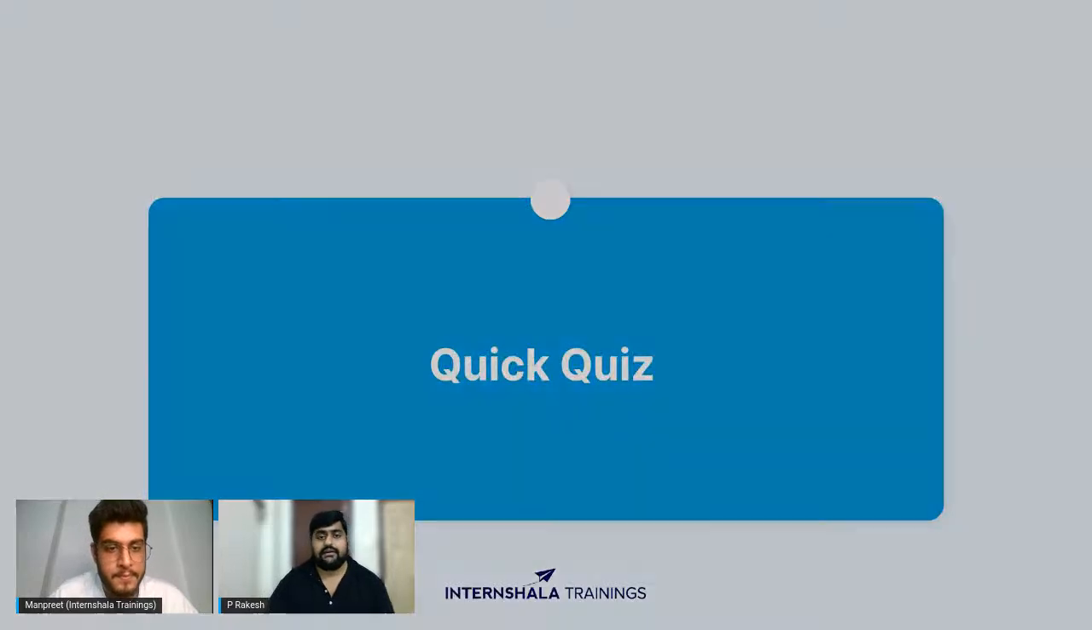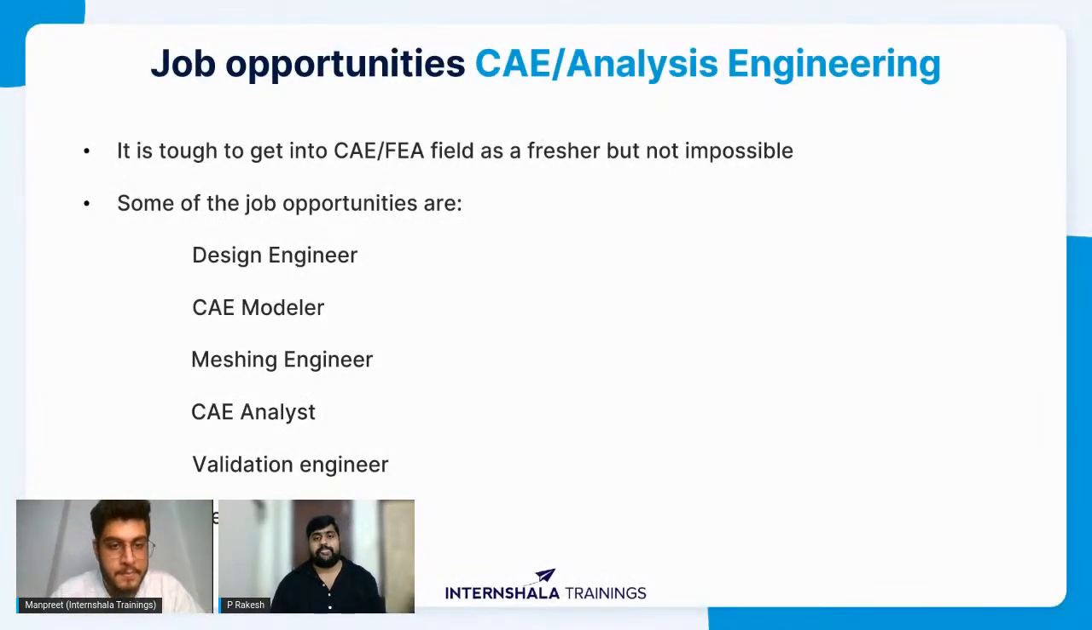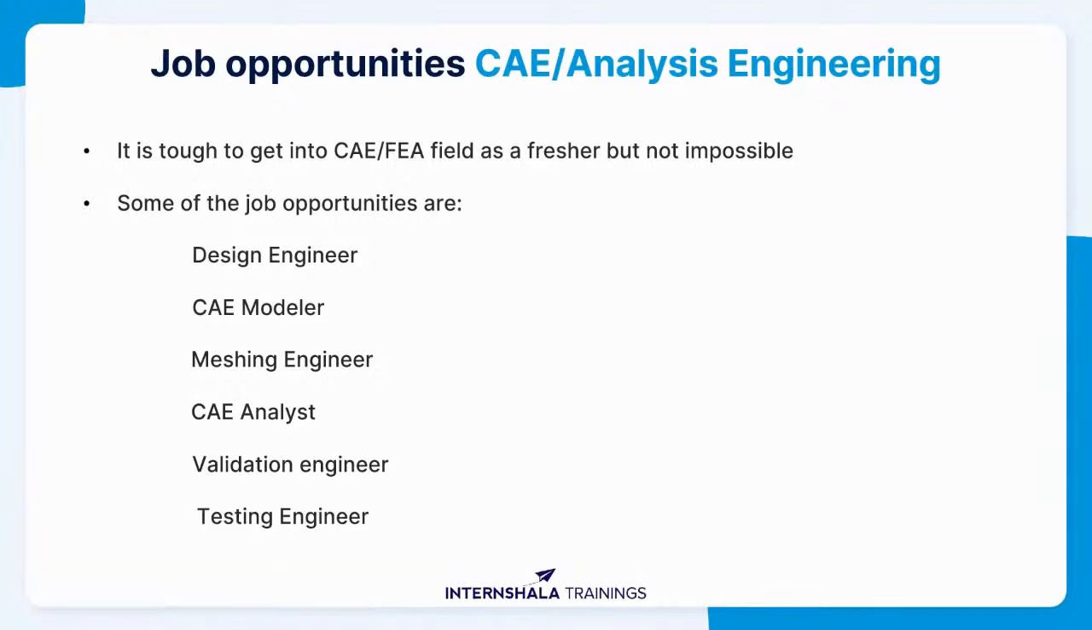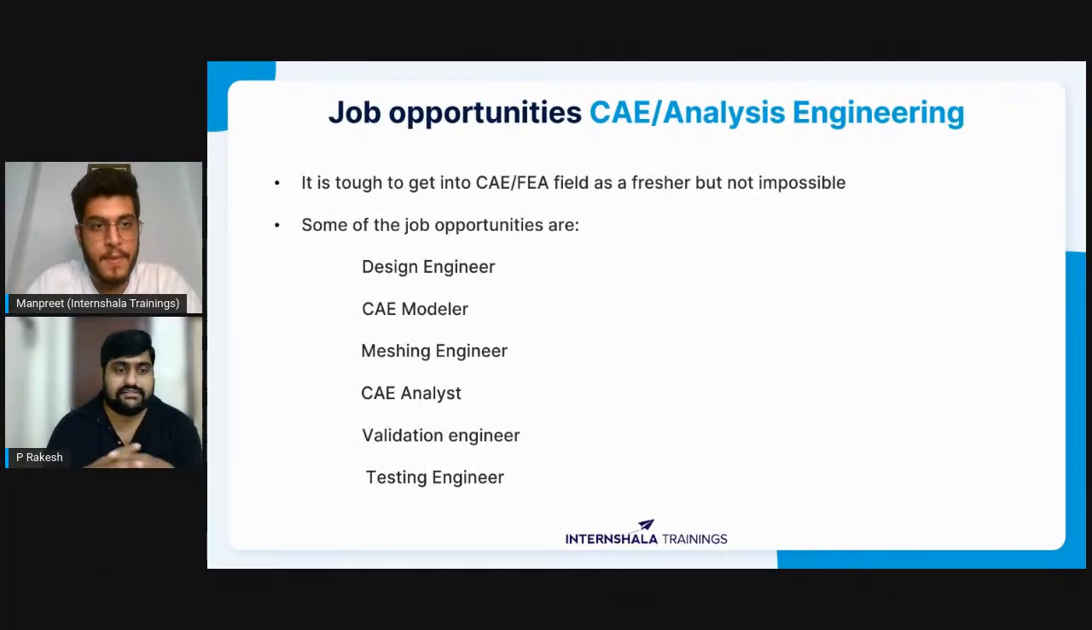Okay, fine. First we'll talk about some of the job opportunities a fresher can get. One is design engineer, because even as a design engineer, you should know how the analysis will be done, and how digital validation and other things are done. For that you need to learn the basics of CAE. Then you can directly become what is known as a CAE modeler, who takes in the geometry and does pre-processing tasks and other work.